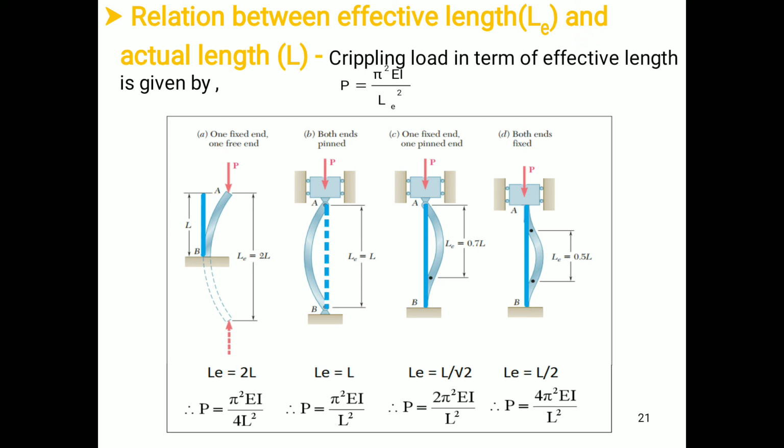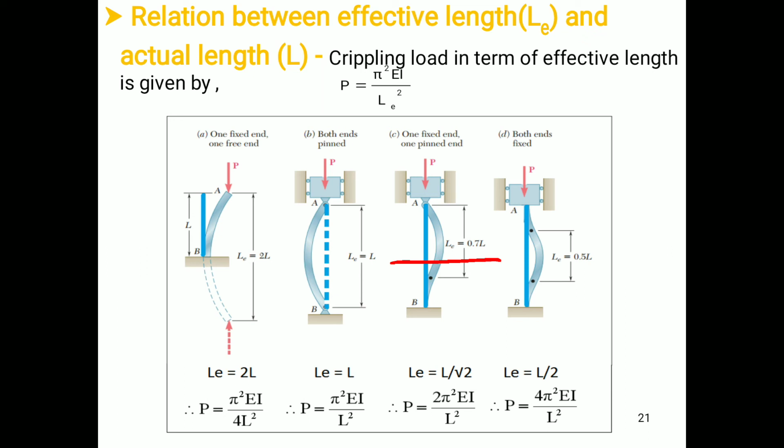Now the third end condition is one end fixed and one end pinned. So end B is fixed, whereas end A is pinned. We have the column AB, subjected to an axial load P. Due to that axial load, the column will bend in this particular manner, due to the loading and the end condition. In that case, we have the effective length 0.7 L.